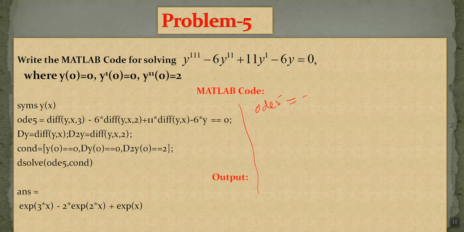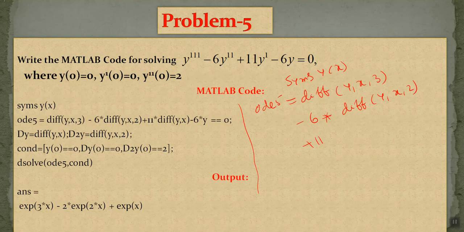So y triple dash is nothing but diff function of, first I will write symbolical notation y comma x or y of t, then no problem. Symbols. Okay, diff function y comma x comma 3 minus 6 into y double dash is nothing but diff function of y comma x comma 2 plus 11 times of diff function of y comma x. No need to write 1, not required, minus 6 into y double equals to 0. So I will call it as equation number ODE 5. Okay. Now some conditions are given. What are the conditions? Now observe these 3 conditions.